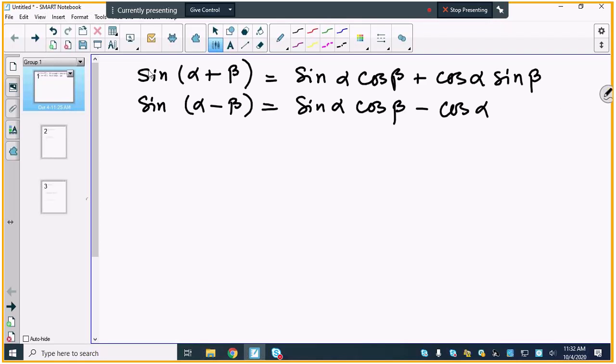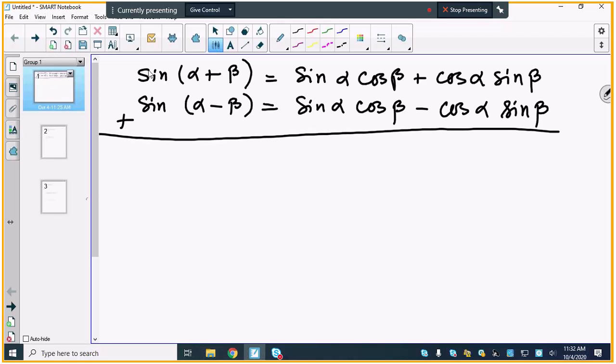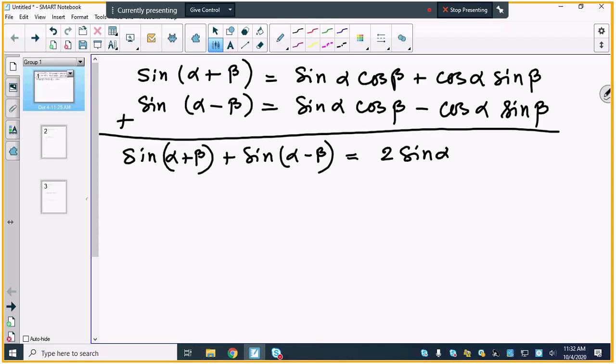So now if I look at these two formulas that we have written down and decide to add them, on the left hand side, I get sine of alpha plus beta, the sine of the sum of the two angles, added with sine of the difference of the two angles. And on the right hand side, that is 2 times sine of alpha cosine of beta, because the other terms are the same terms, positive and negative, so when added, they will cancel each other.